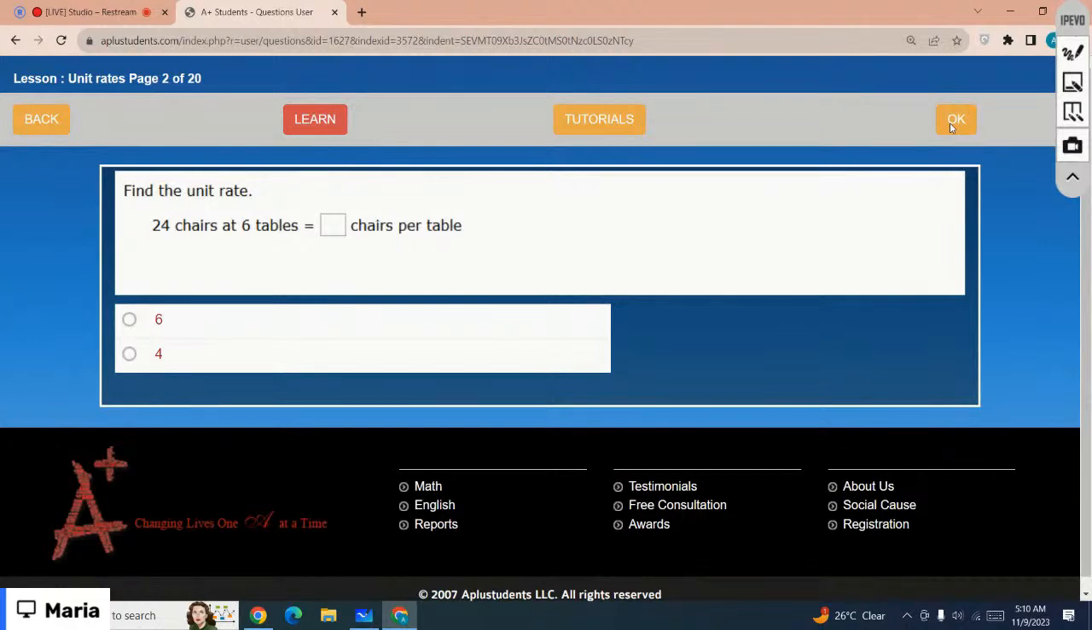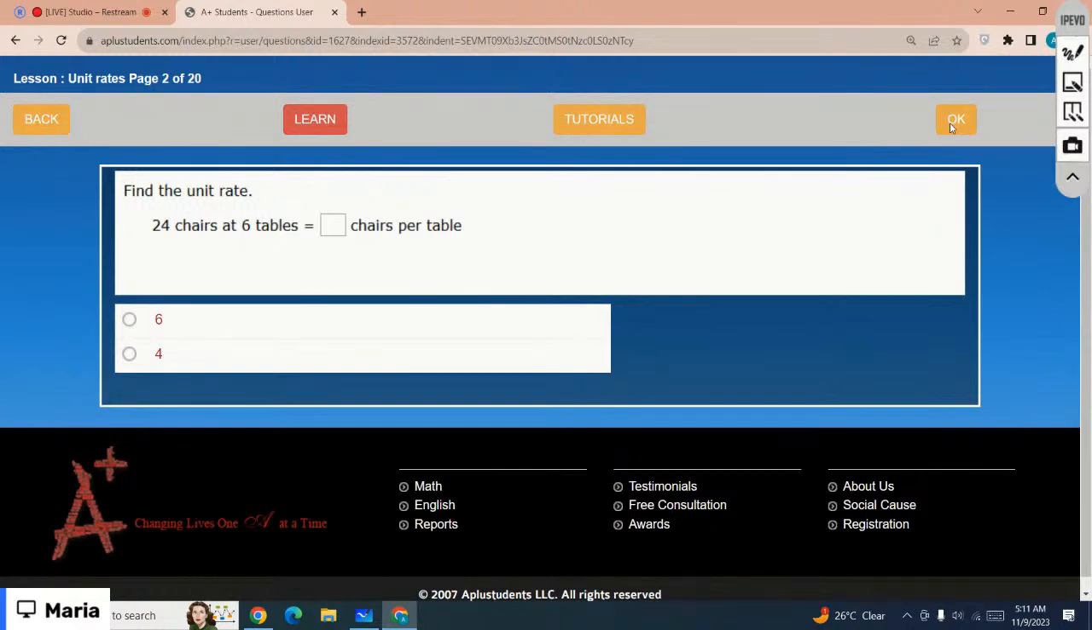Okay, the next one is 26 chairs at 6 tables. So that means you need to calculate how many chairs per table, right? So which is the correct option? 24 chairs at 6 tables, right?